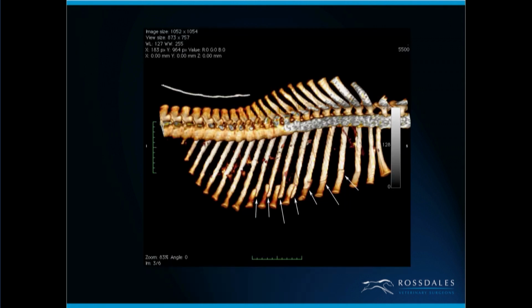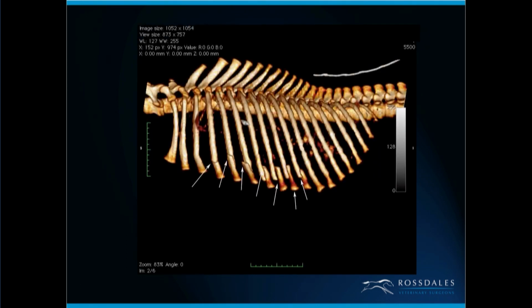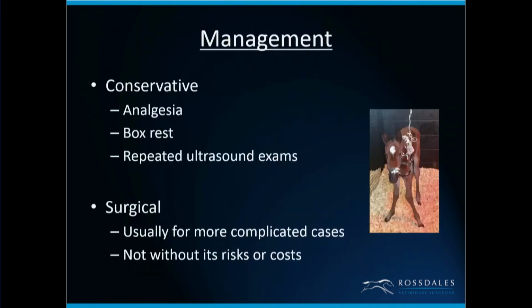So with this foal, as you can see, this is the pleural side looking inside out, and you can see the displacement of the fractures. They're displaced medially, and then the rest of the fractures are displaced laterally. And this is looking at it laterally, so it's the same image from the other side. This foal went on to have surgery afterwards, but doing a CT before the surgery was quite useful and gave us some good information as to how to align some of the fractures.